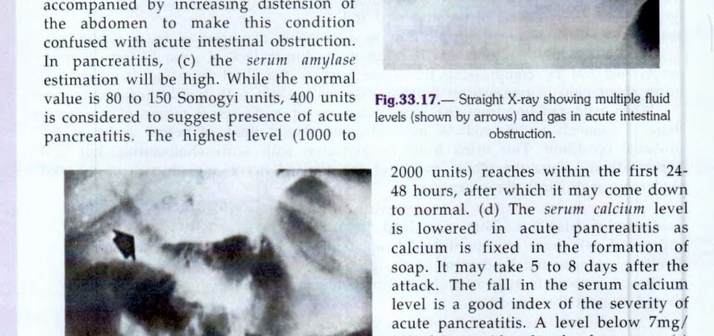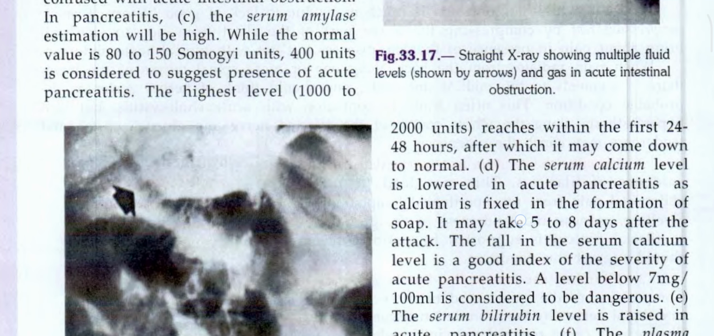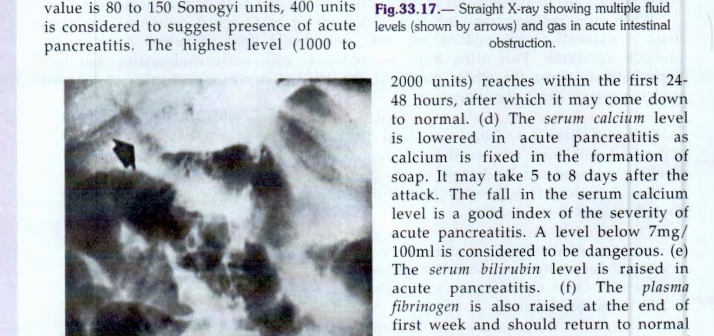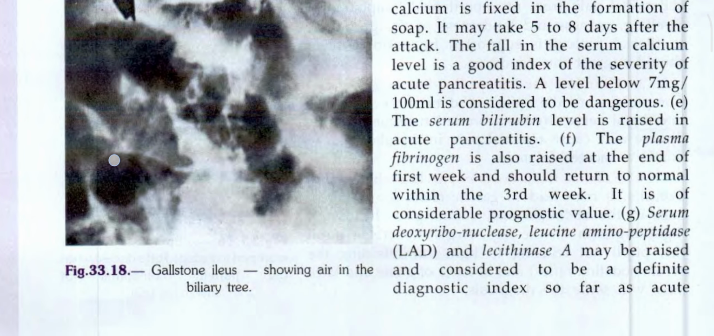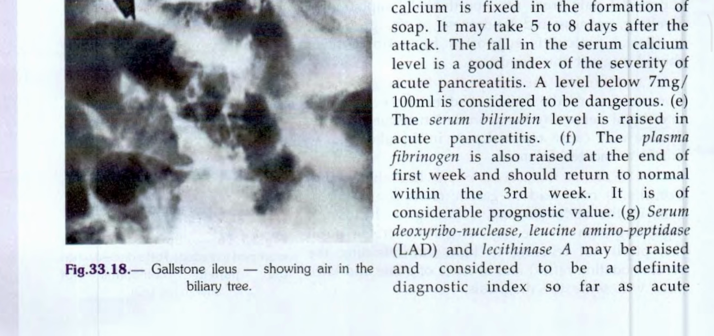While the normal value is 80 to 150 Somogyi units, 400 units is considered suggestive of the presence of acute pancreatitis. The highest level of 1000 to 2000 units is reached within the first 24 hours, after which it may come down to normal. The serum calcium level is lowered in acute pancreatitis as calcium is fixed in the formation of soap. It may take 5 to 8 days after the attack. The fall in the serum calcium level is a good index of severity of acute pancreatitis. A level below 7 mg per 100 ml is considered to be dangerous.